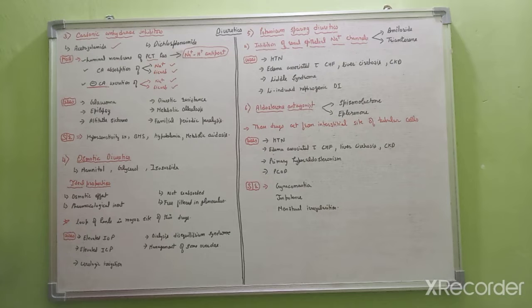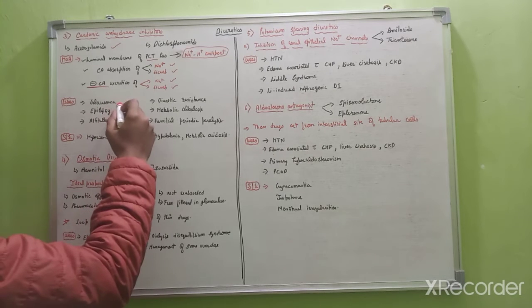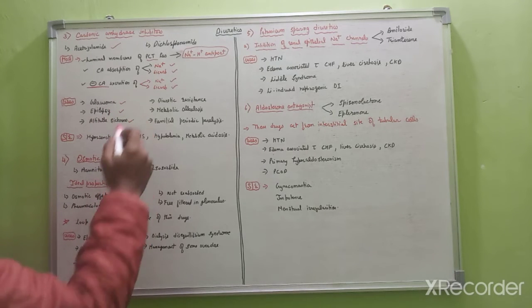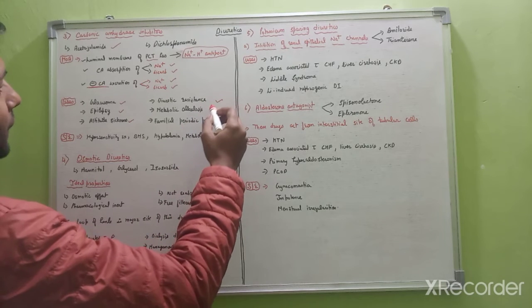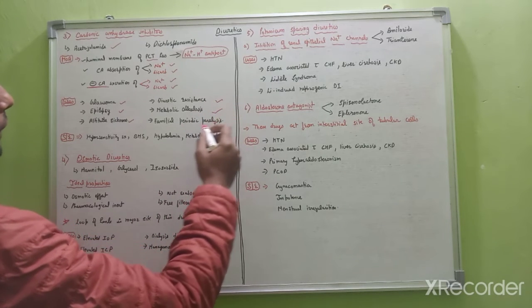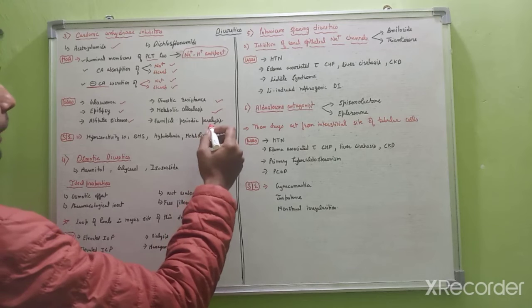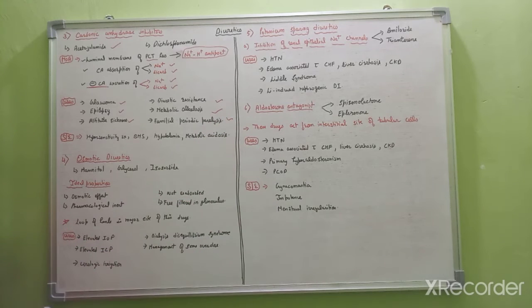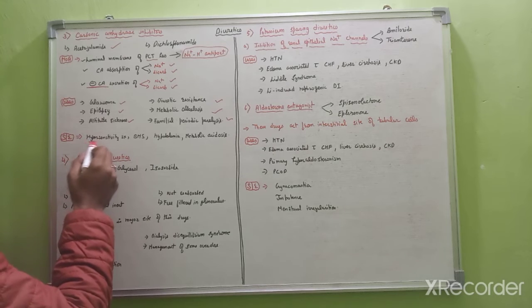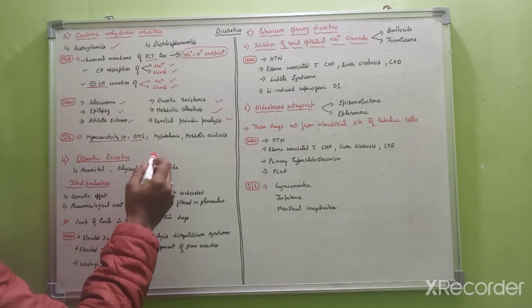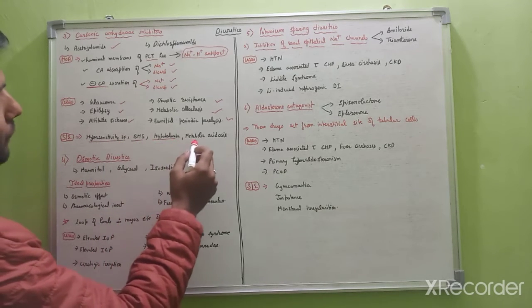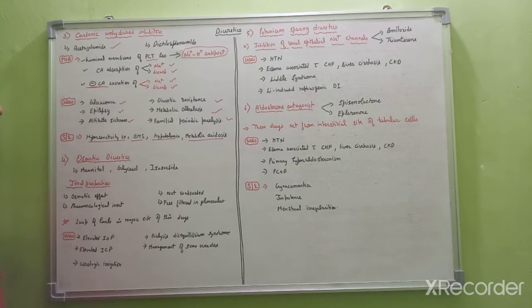So these drugs are used for the management of glaucoma, epilepsy, altitude sickness, diuretic resistance, metabolic alkalosis, and familial periodic paralysis. And the side effects of this drug include hypersensitivity reaction, bone marrow suppression, hypokalemia, and metabolic acidosis. So this is about the carbonic anhydrase inhibitors.